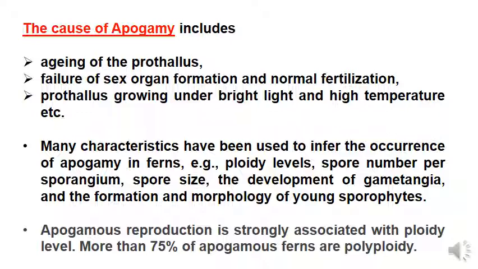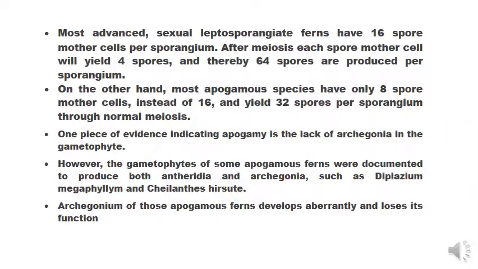Generally, apogamous reproduction is strongly associated with ploidy levels, and maximum around 75 to 80% of plants or forms are polyploid. So we saw that apogamy leads to higher ploidy levels in plants.